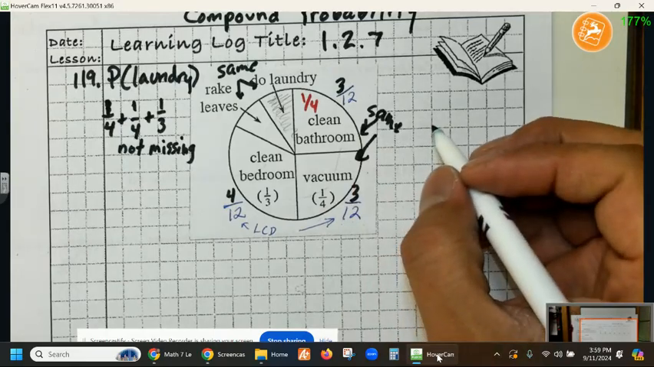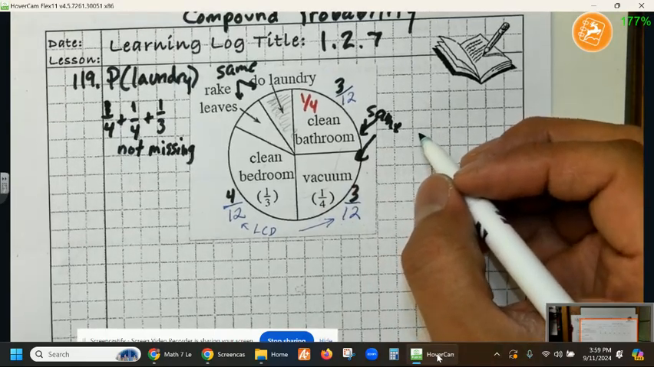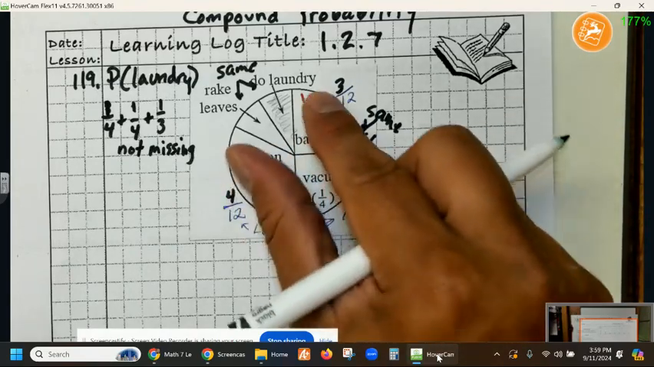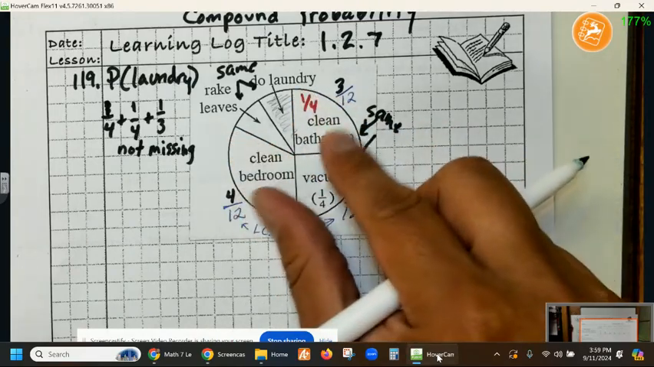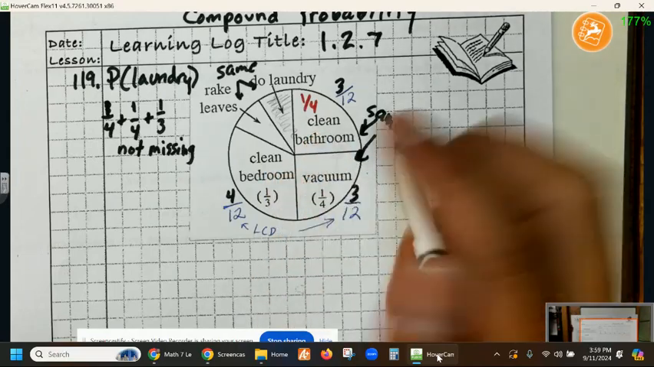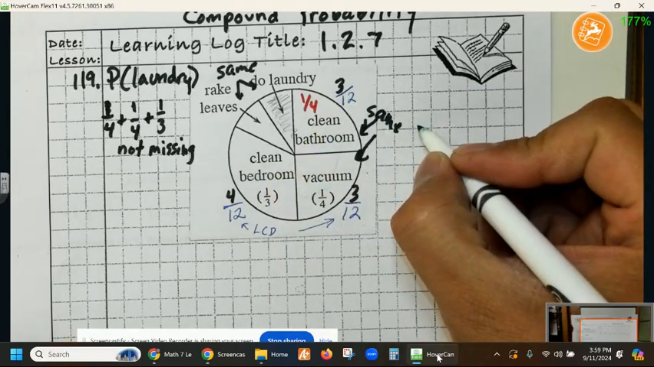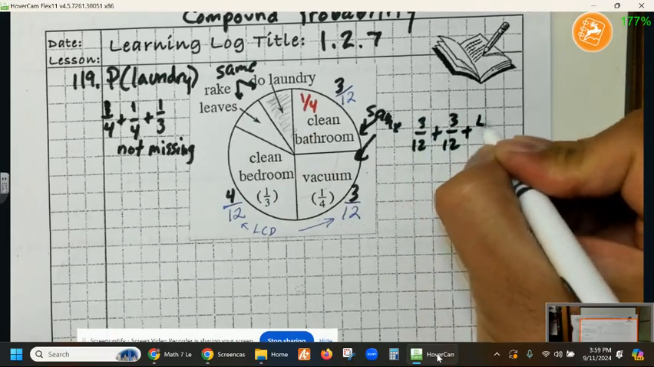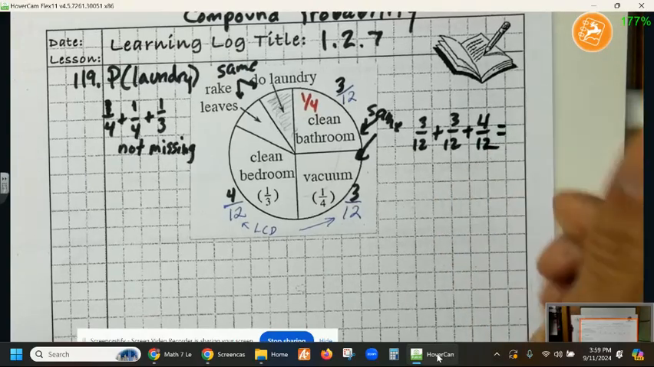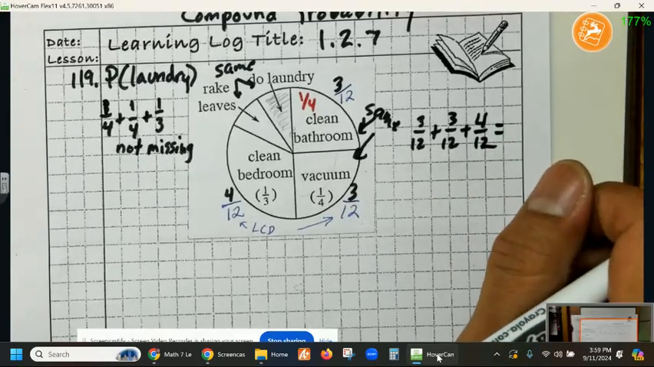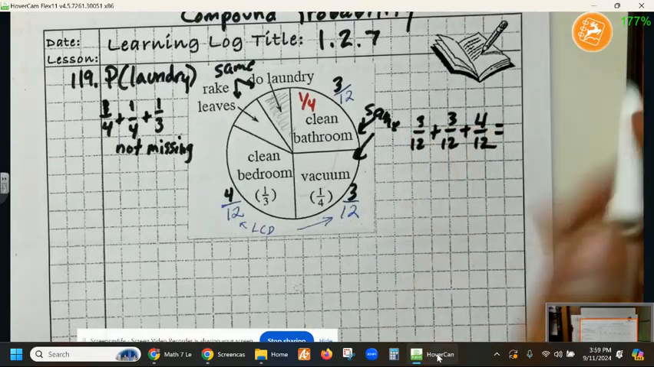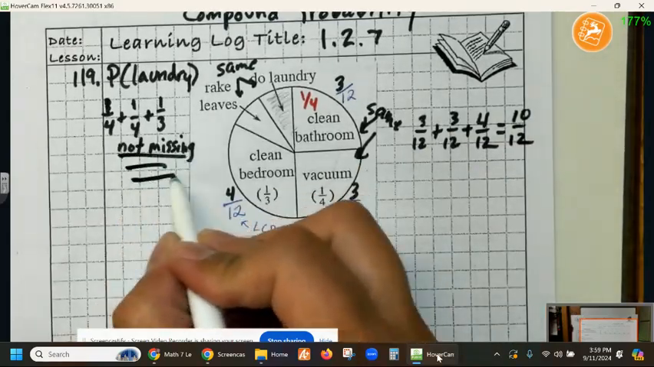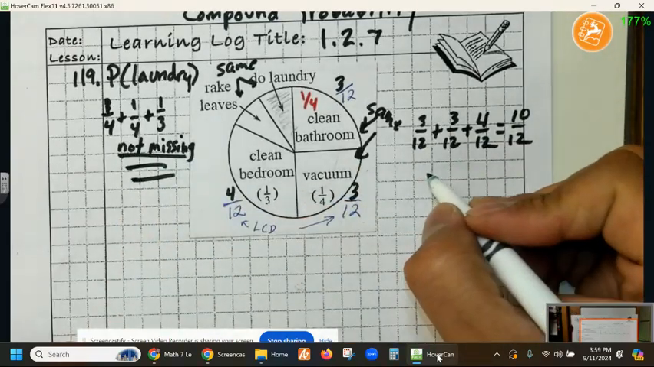Now we have enough information to add those fractions. So let's go ahead and add. And by adding, we're finding out the probability of these three after we combine them. So we have 3/12 plus 3/12 plus 4/12, and that equals 3 and 3 is 6, so that's 10/12. And keep in mind, this is what's not missing. Okay, so 10/12 is not missing.